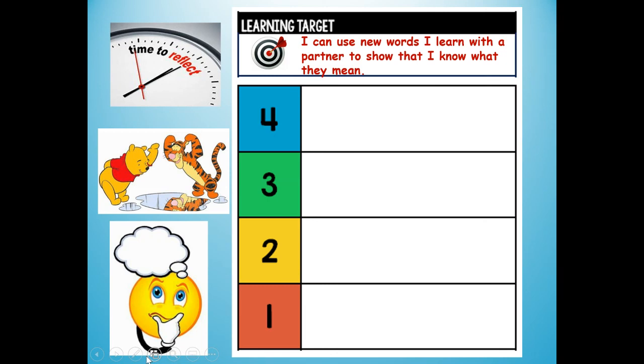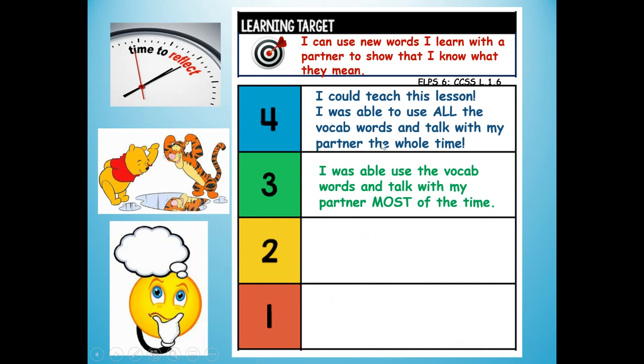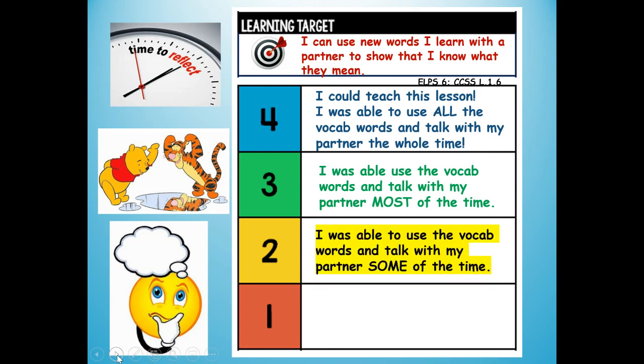So let's reflect. Our learning target: I can use new words I learn with a partner to show that I know what they mean. How would you rate yourself? 4, I could teach this lesson. I was able to use all the vocab words and talk with my partner the whole time. 3, I was able to use the vocabulary words and talk with my partner most of the time. 2, I was able to use the vocabulary words and talk with my partner some of the time. Or 1, I was not able to use the vocabulary words and talk with my partner. How do you think you did? 4, 3, 2, or 1?